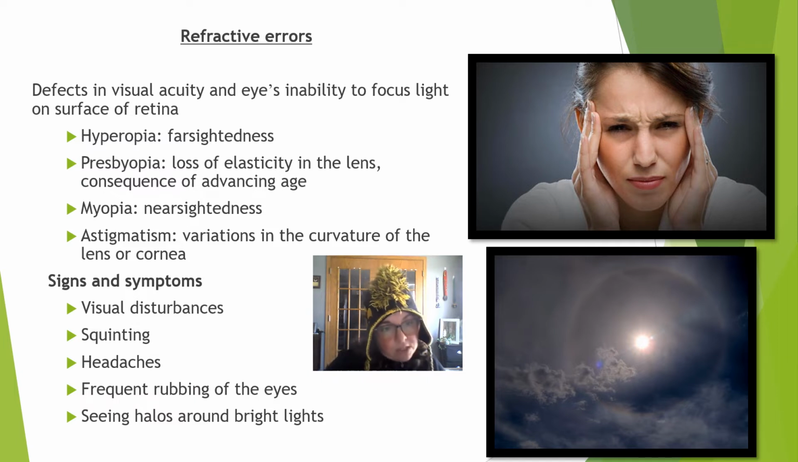So refractive errors, these are defects in visual acuity, the eye's inability to focus light on the surface of the retina, which is the back of the eye. It's that thin layer in the back of the inner eye. Hyperopia is farsightedness. Presbyopia is a loss of elasticity of the lens, a consequence of aging. Myopia is nearsightedness. And then astigmatism, that's where you have variations of the curvature of the lens or the cornea. Signs and symptoms here are visual disturbances and squinting.